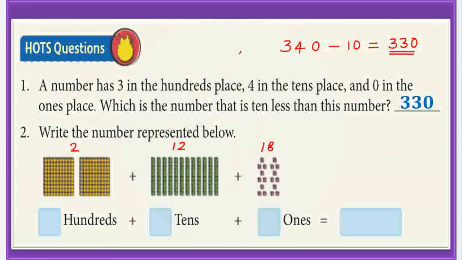So what we now do is, look here. I will write here, we have 2 hundreds, 12 tens, and 18 ones. The number represented by these beads cannot be written as shown here. We cannot simply go on writing 2, 1, 2, 1, 8. So before writing the resulting number, we need to regroup.